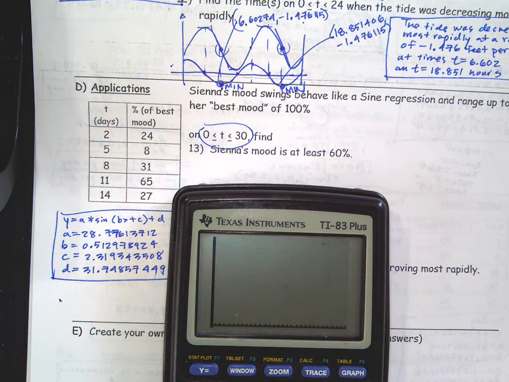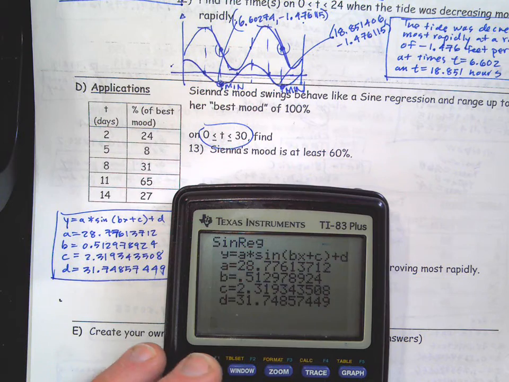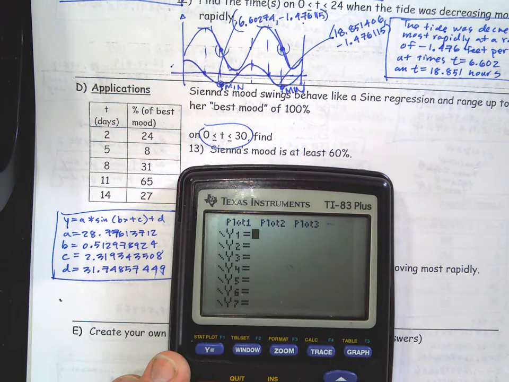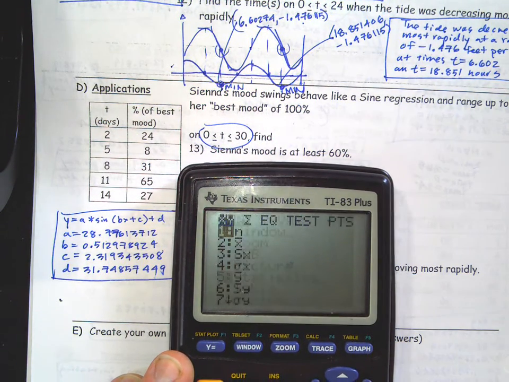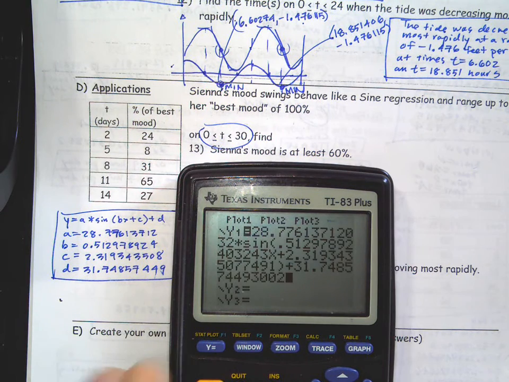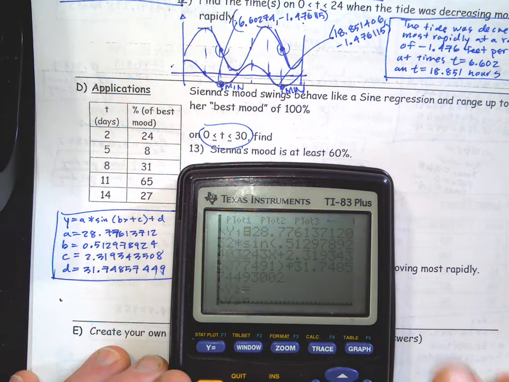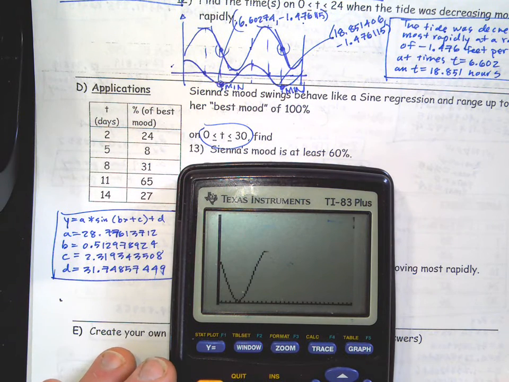Something's not working here. This is not good. Oh, we never put the equation in. Go to y equals, vars, number 5, statistics, equation, reg equation, paste it in. Now graph it. There we go. Looks like a good graph.